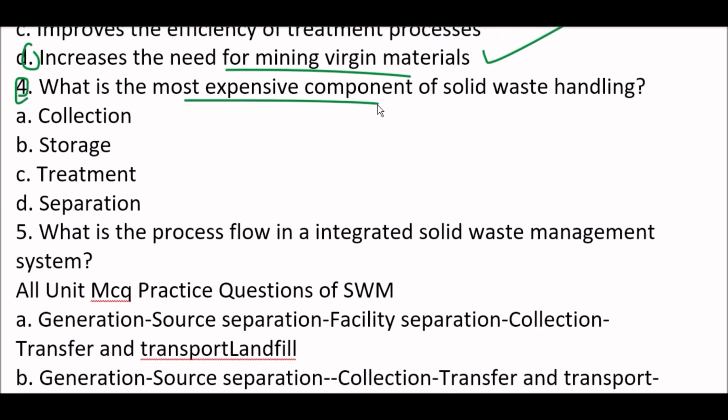What is the most expensive component of solid waste handling? Option A, collection. Option B, storage. Option C, treatment. Option D, separation. Right answer is option A, collection. Okay, collection is the most expensive component of solid waste handling.